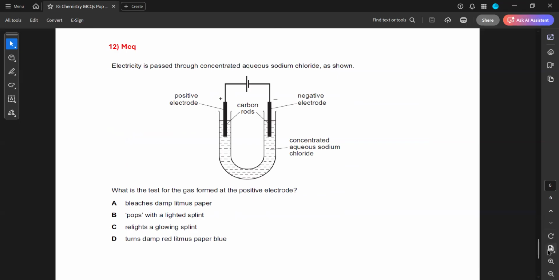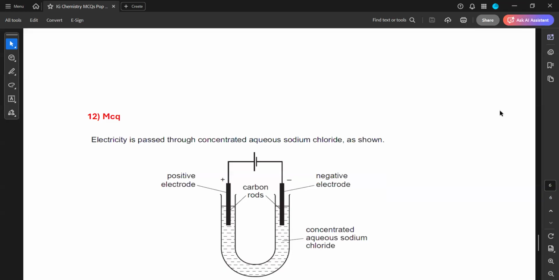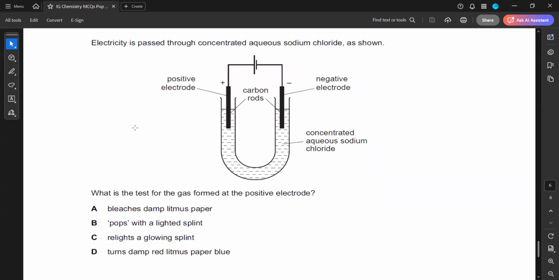Okay, question 12, I'll explain. Look, in question 12, electricity is passed through concentrated aqueous sodium chloride. So if it is concentrated aqueous sodium chloride, what are the ions present? It contains a sodium ion, a chloride ion, a hydrogen ion and the hydroxide ion.